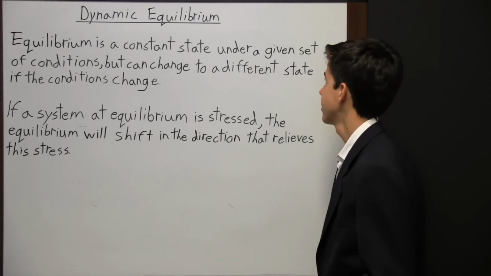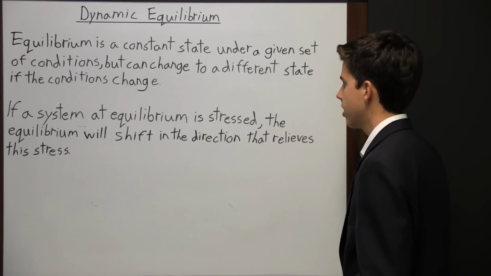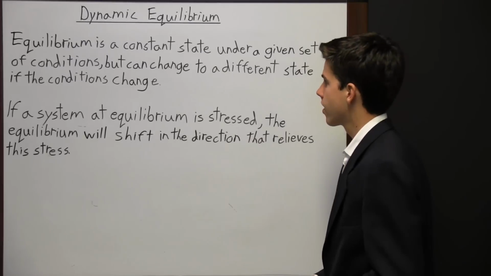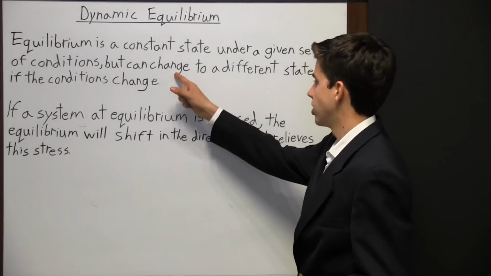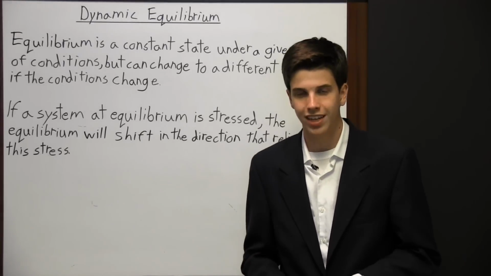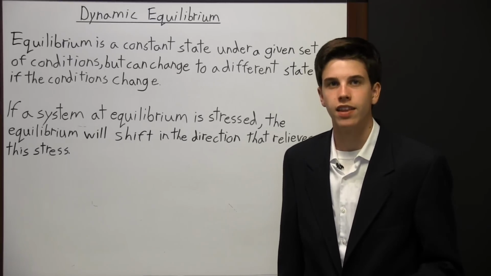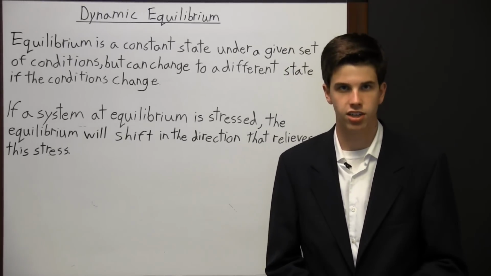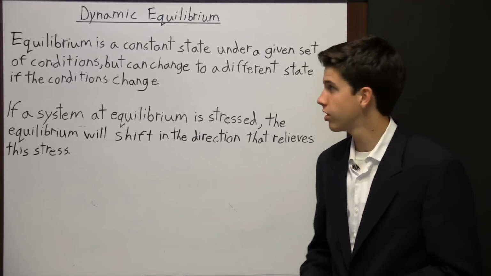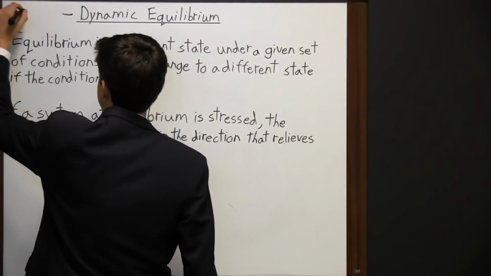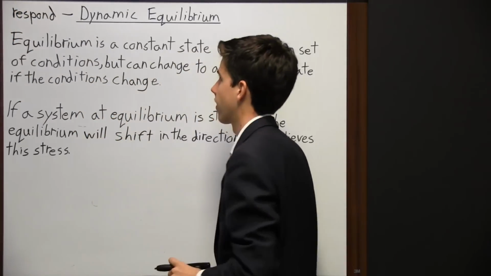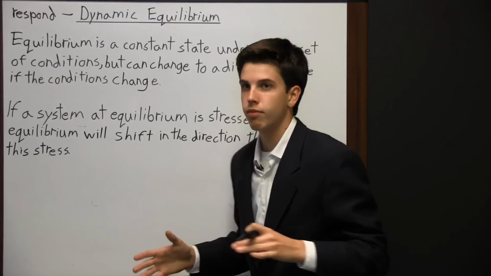Equilibrium is a constant state under a given set of conditions, but it can change to a different state if the conditions change. So notice here that equilibrium can change if the conditions change. And so that's why we call this dynamic equilibrium. Equilibrium systems are dynamic in that they can respond to stresses or changes in conditions. So if the equilibrium system is stressed or the conditions change, a dynamic equilibrium can respond. Or rather, I should say, an equilibrium can respond, and that's why we call it a dynamic equilibrium.